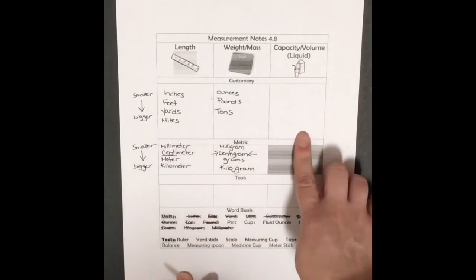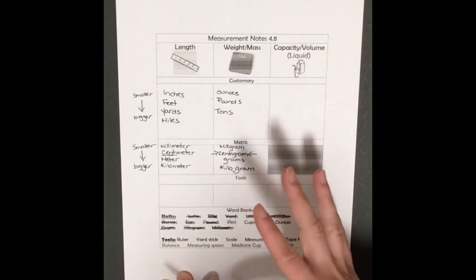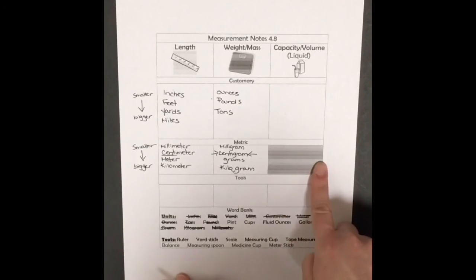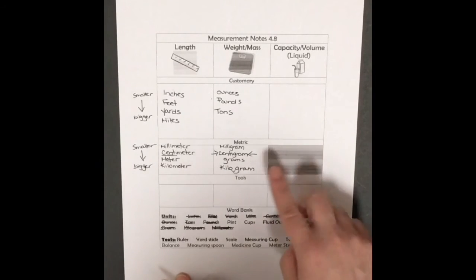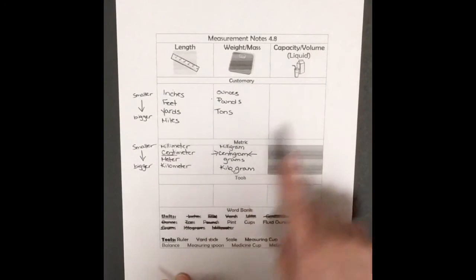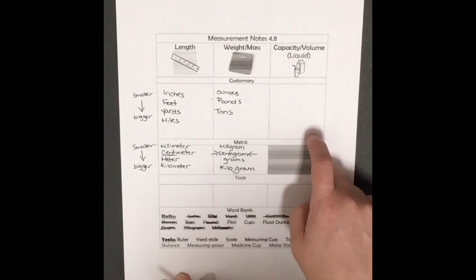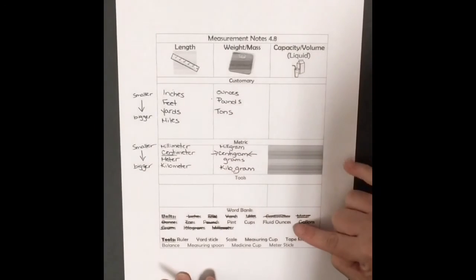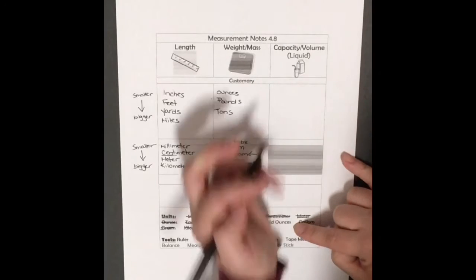Now our capacity, this is talking about our liquid volume. Notice how this box here is blacked out. The reason this is blocked out here is because pretty much everywhere in the world, they use the same system for volume. So we're just going to keep that in customary here. And again, we will go from smallest to largest with what they have listed here. So the smallest here would be your fluid ounces.